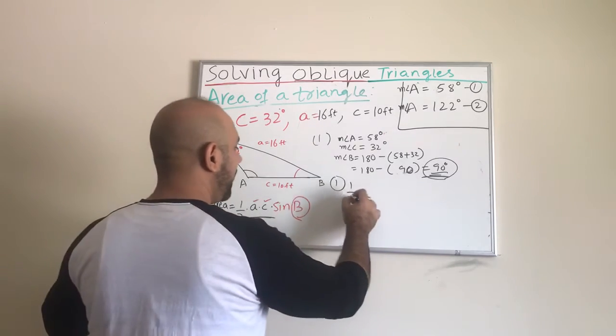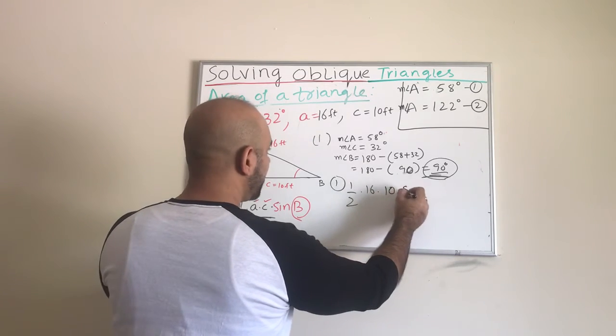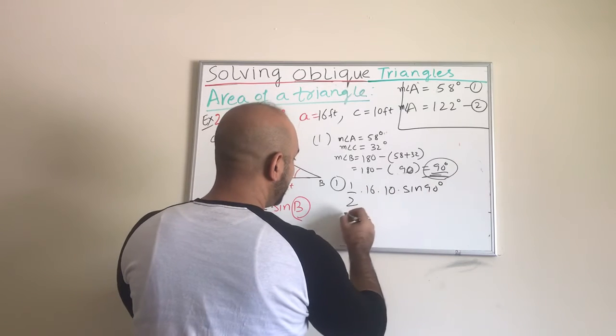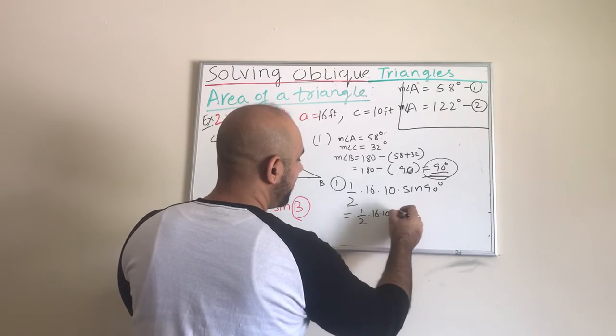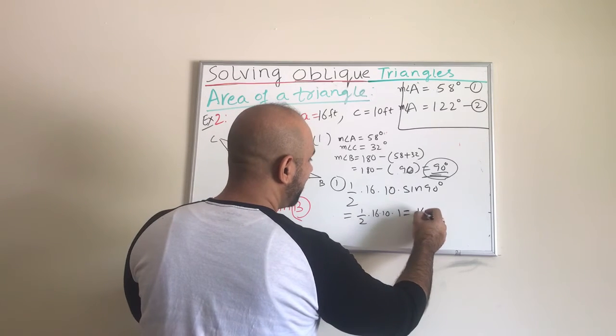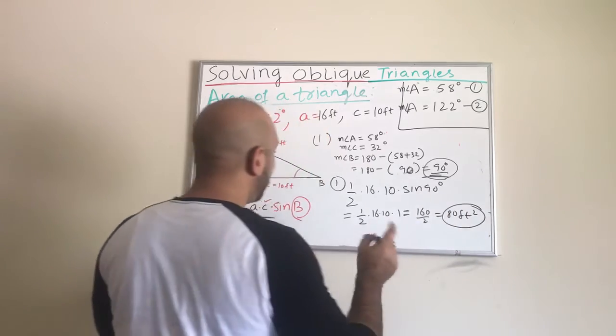So it's going to be 1/2 of A times C times the sine of B. A is 16, C is 10, times the sine of 90. Guys, this can easily be simplified. It's 1/2 times 16 times 10, and sine of 90 is 1. So when we simplify this, it's going to be 160 over 2, so it is 80 feet squared. That is going to be the area of one of the triangles.